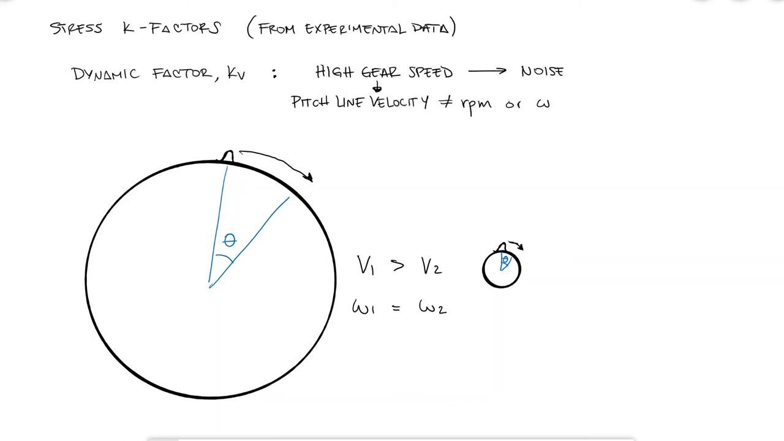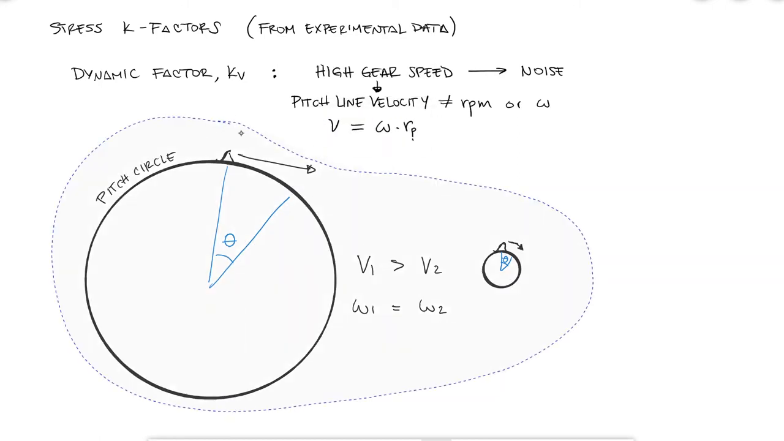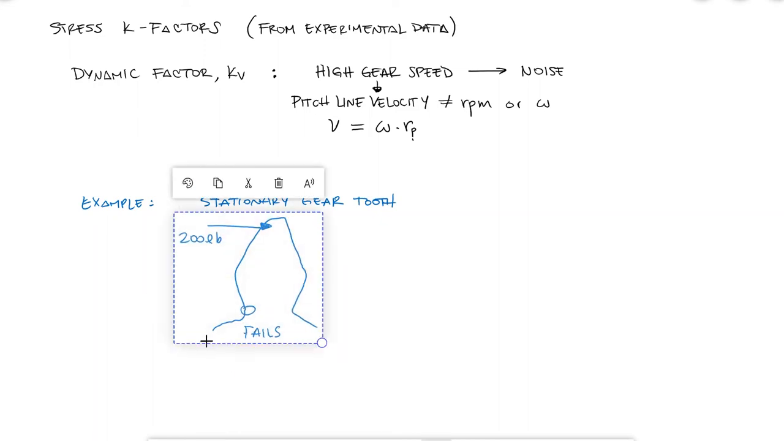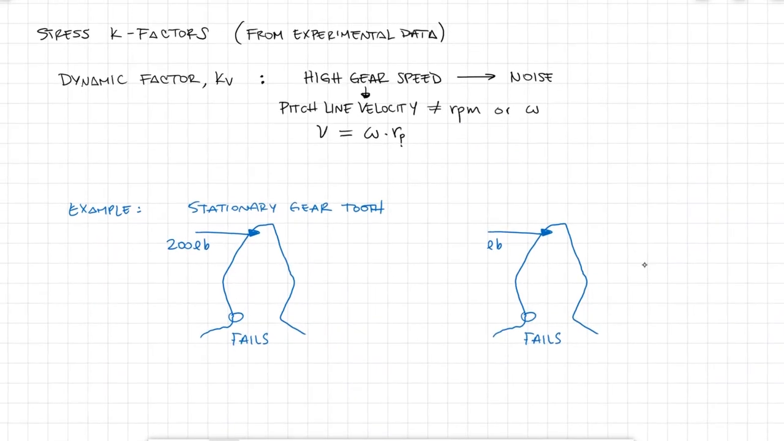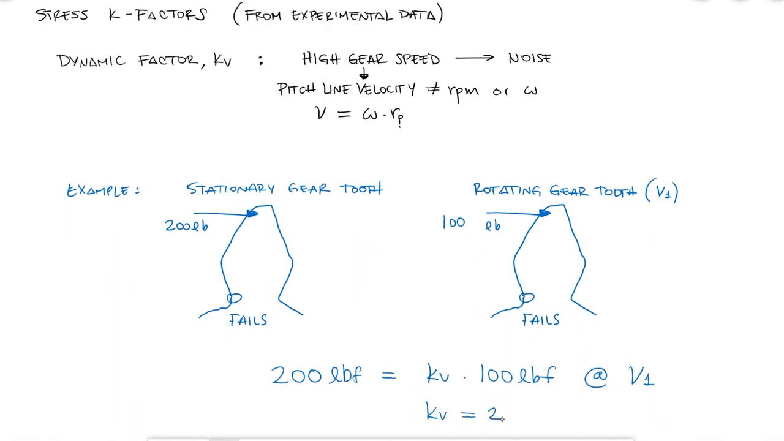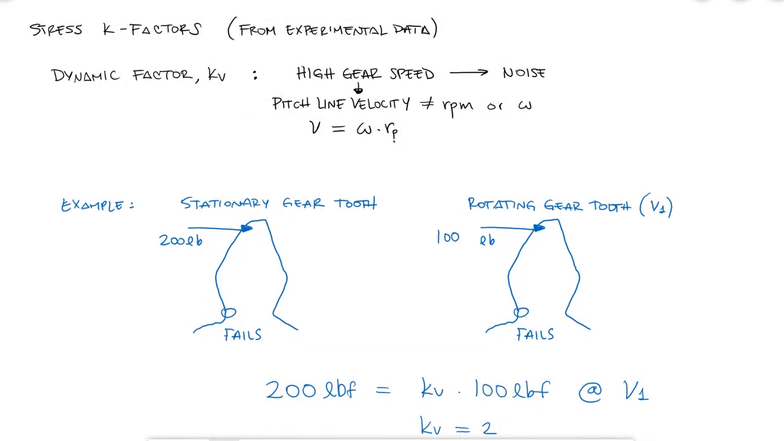This is just a linear velocity v instead of the angular velocity omega at the pitch circle line, which means v is equal to omega times the pitch radius, and that pitch radius is just the radius we use for every gear. If when testing the gears to failure, one of them fails with a tangential force of 200 pounds while being stationary, and another one where teeth are moving at a pitch line velocity V1 fails with a 100 pound force, then a K_V factor equal to 2 would be designated to the pitch line velocity V1. Then another velocity V2 would be tested and the force at which it fails would be recorded.